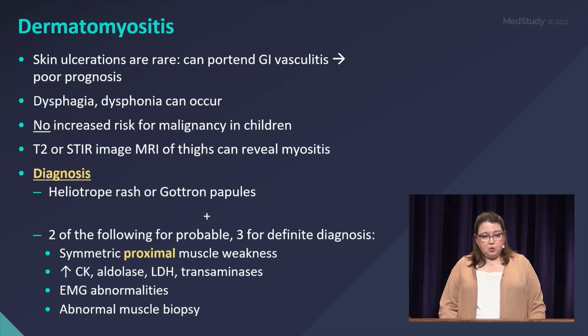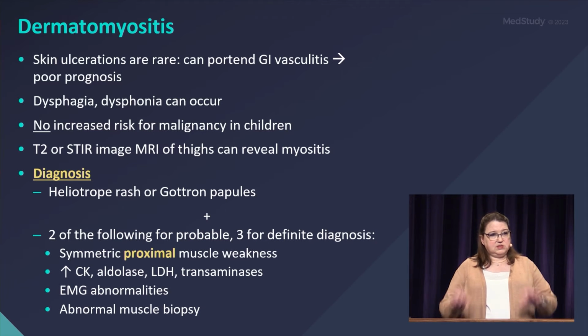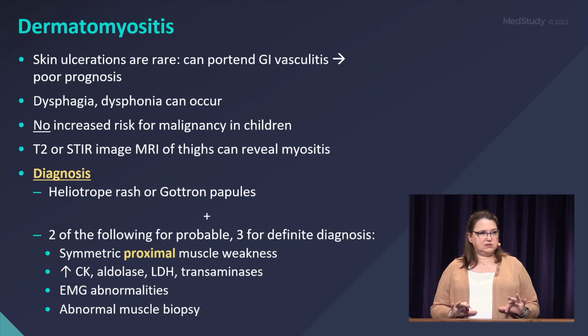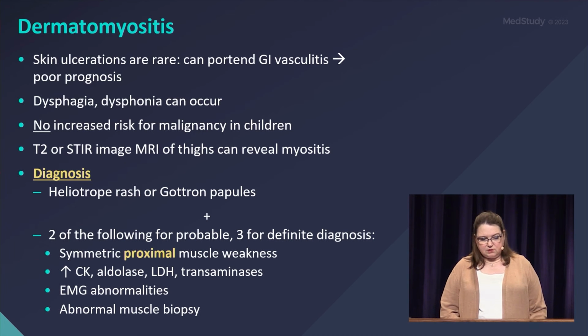Unlike adult polymyositis, there is no increased risk for malignancy in children. You can see a characteristic pattern of inflammation in the muscle, getting MRIs of the thighs. There's segmental involvement where some muscle bellies are completely white and some are completely black, and they're next to each other. It's not a diffuse myositis, it's a segmental myositis.